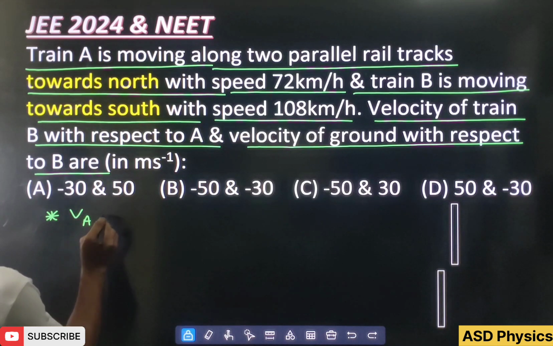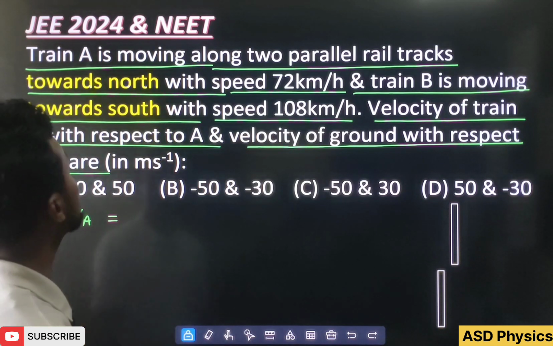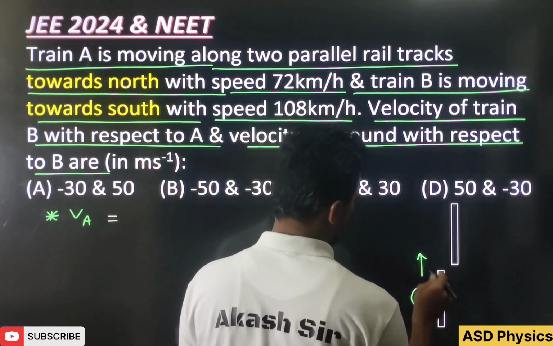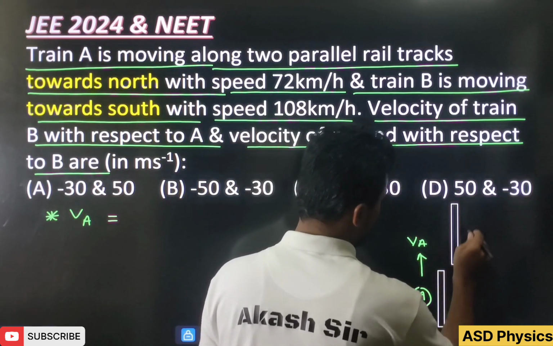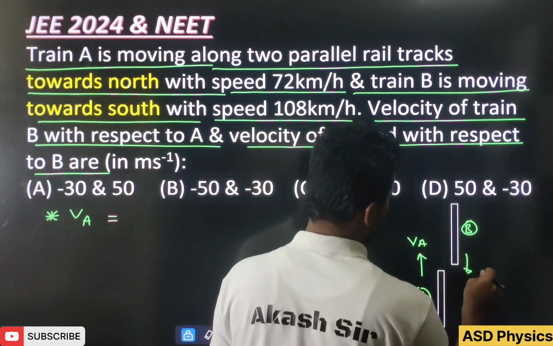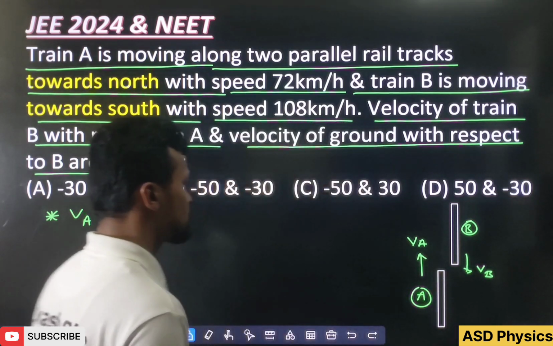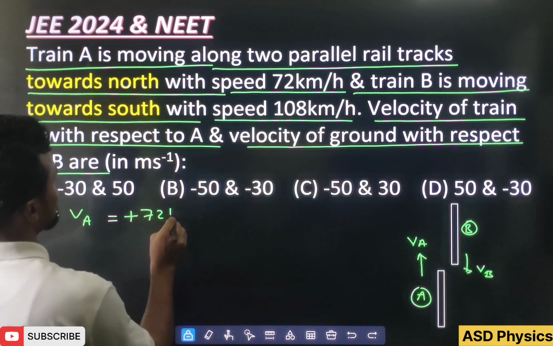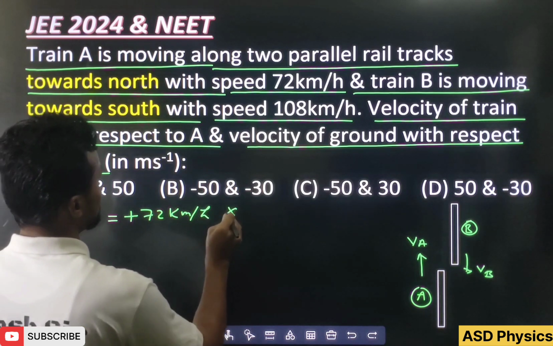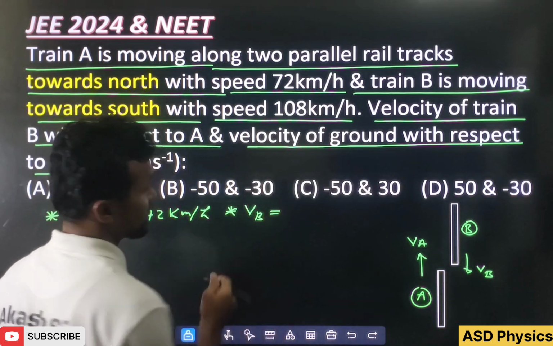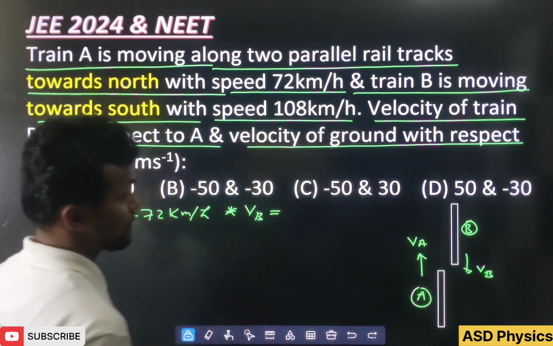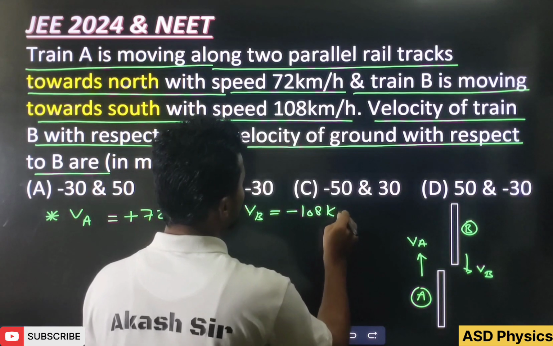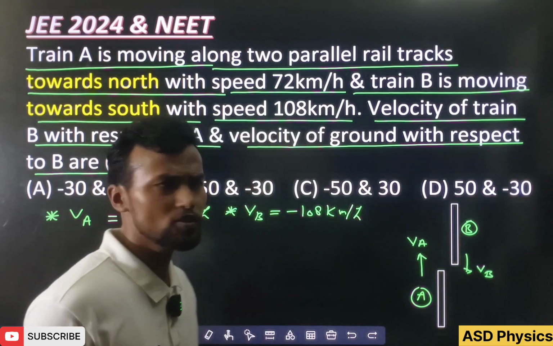I hope you understood very well. Train A is moving in the north direction. Let's take this is train A moving in the north direction with velocity VA. Train B is moving in the south direction with velocity VB. So the velocity of train A, remember, we can write as plus 72 km per hour. Similarly, the velocity of train B, in the south direction, means minus 108 kilometer per hour.